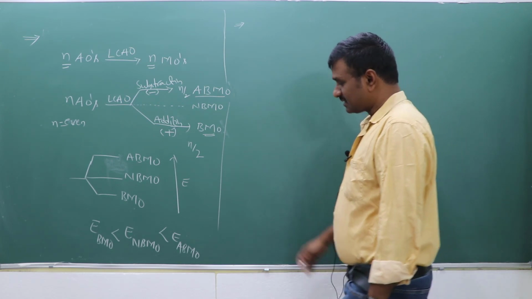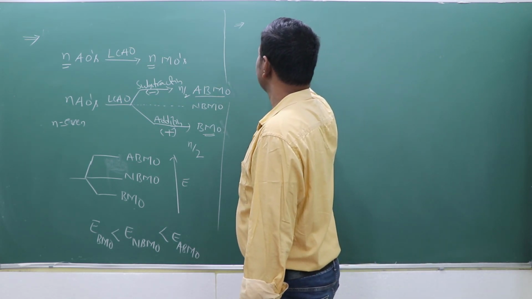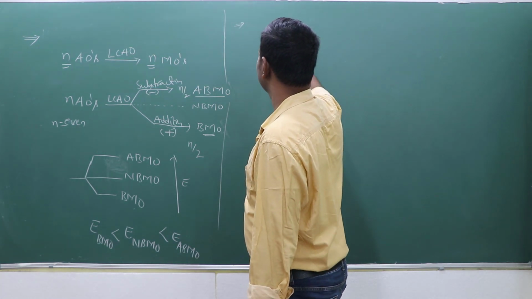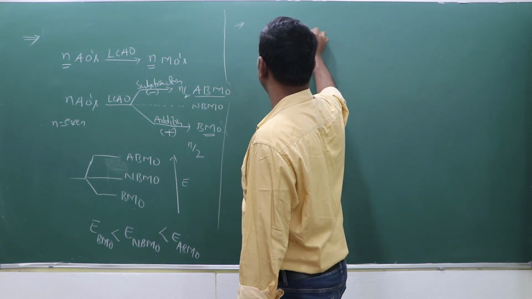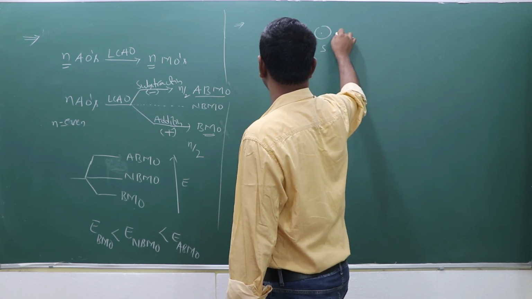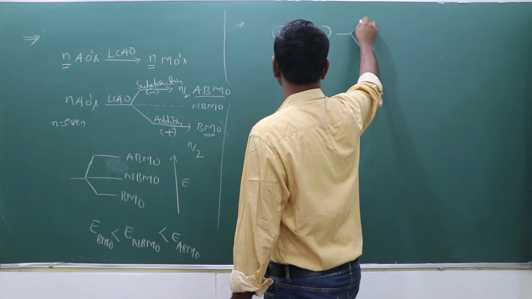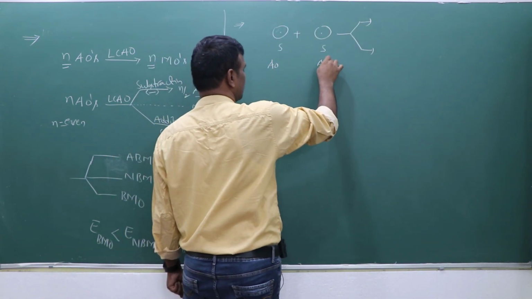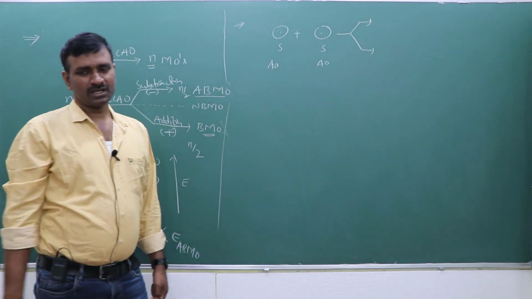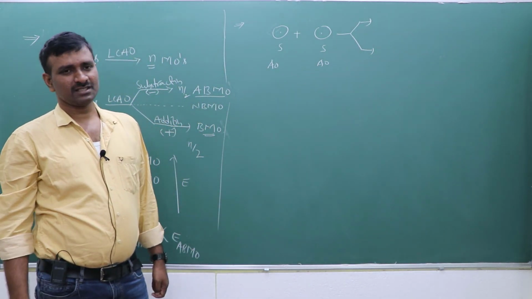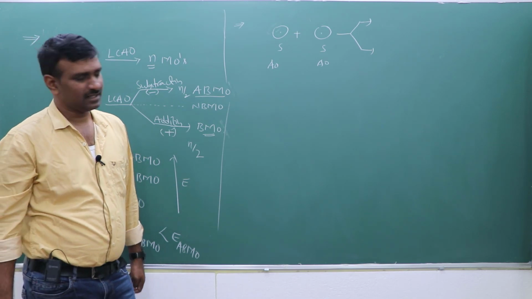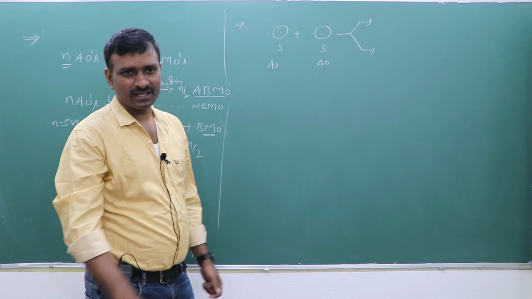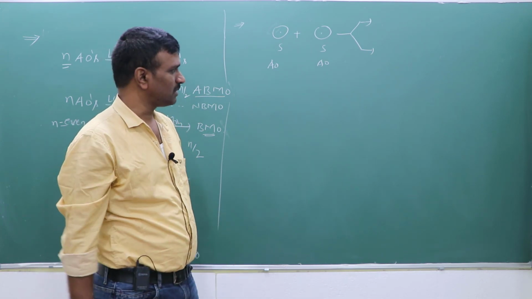And again, before this, suppose there is an s orbital having one electron like this, and another s orbital, and mixing takes place. These are two atomic orbitals, this is one atomic orbital and this is another. If two atomic orbitals mix, how many molecular orbitals are generated? Two molecular orbitals are generated. When s and s combine, which bond formation takes place? Sigma bond formation takes place.